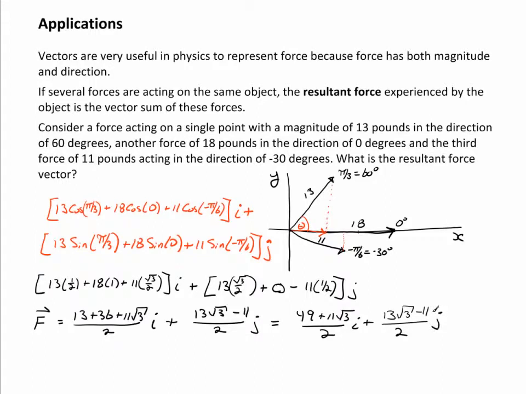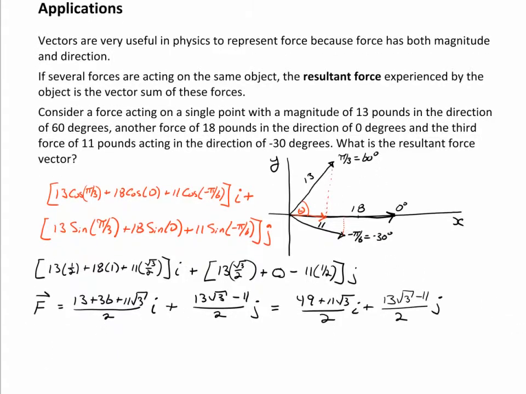Let's take a look at this and see if we can make a little more sense out of it, because off of that I'm not sure we can quickly and easily visualize where it is. Obviously the i component is positive, so it's going to be in this direction. The j component is obviously positive. 13 times root 3 is bigger than 11, so it's going to be at an angle somewhere in here. But let's do a little more work with it and see what's going on.